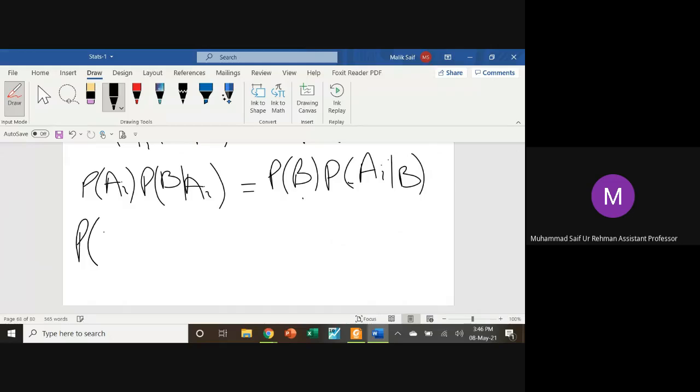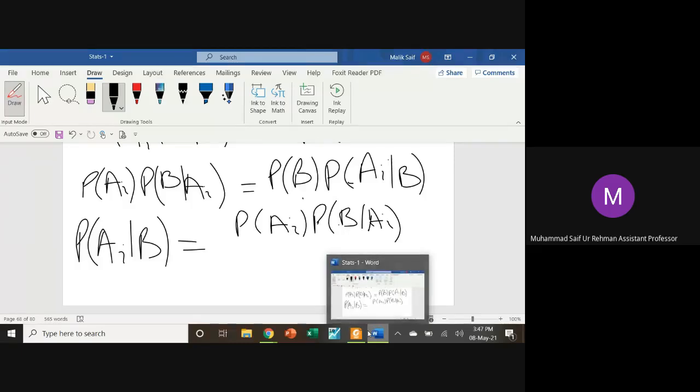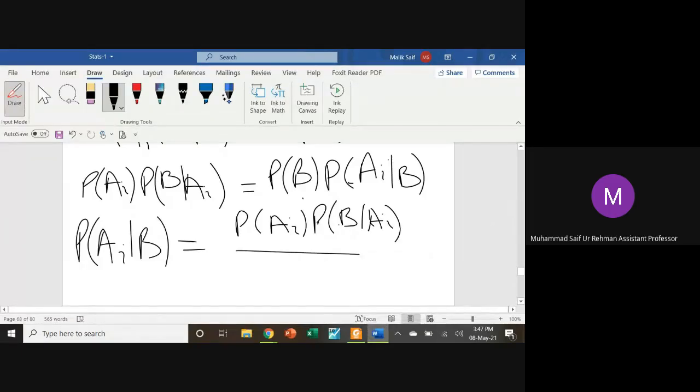Probability of AI given B will equal this left hand side, probability of AI multiplied by probability of B given AI, and you are going to take this probability of B to the denominator, cross multiplication. Take this side to the denominator of this term. So this will be the probability of B.